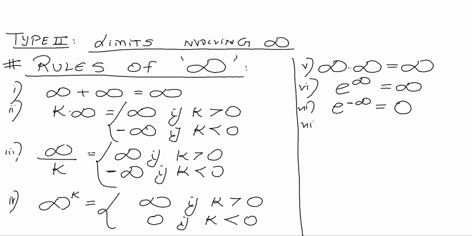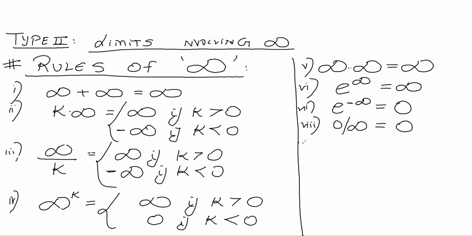And then we have the seventh rule, the eighth rule, which is 0 upon infinity is 0. 0 upon infinity is 0. So I hope so far it's clear to all the students, the rules of infinity.